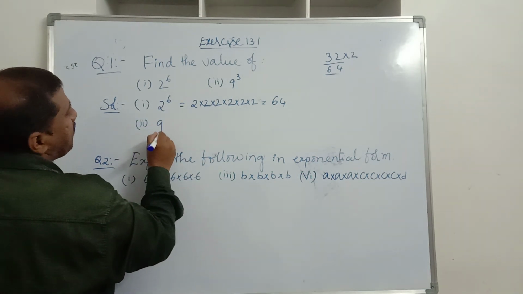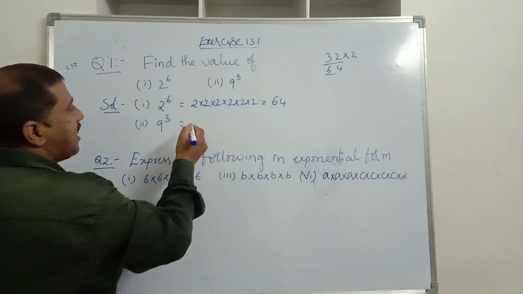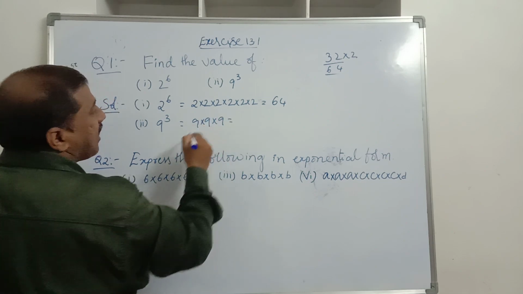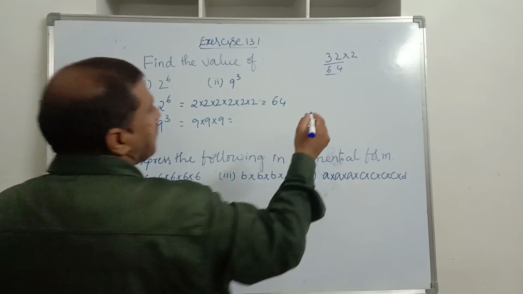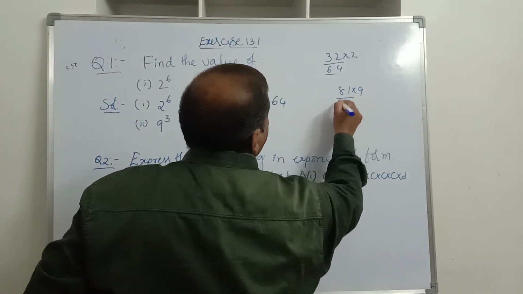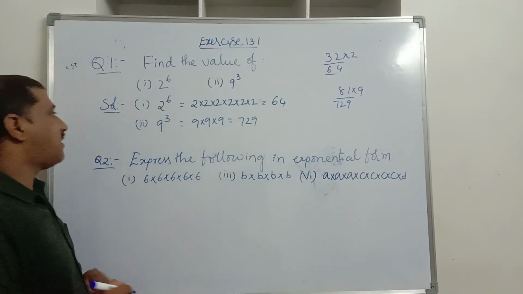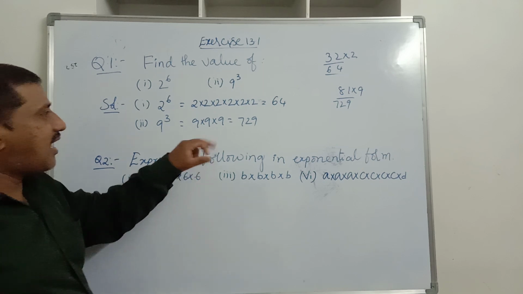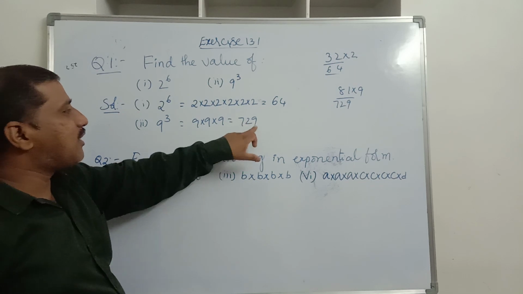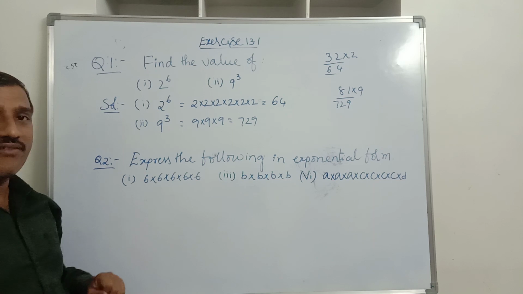Now the second sum. 9 to the power of 3 means 9 is multiplied by itself 3 times. That is 9 into 9 into 9. 9 nines are 81. 81 into 9: 9 ones are 9, 9 eights are 72. So how much is it? 729. 9 cube is equal to 729. This is exponential form. That means 729 can be written as 9 cube and 64 can be written as 2 to the power of 6.